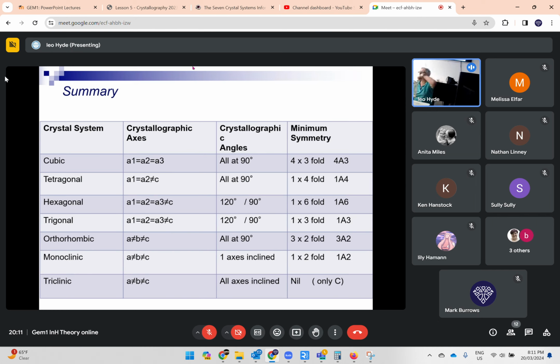But if you don't want to do that, now we've just said hexagonal is one direction where you see the same thing 6 times, okay? Trigonal, because there's 2 sets of 3, the minimum symmetry in there is 1A3. So none of those are hard to remember, really, are they?